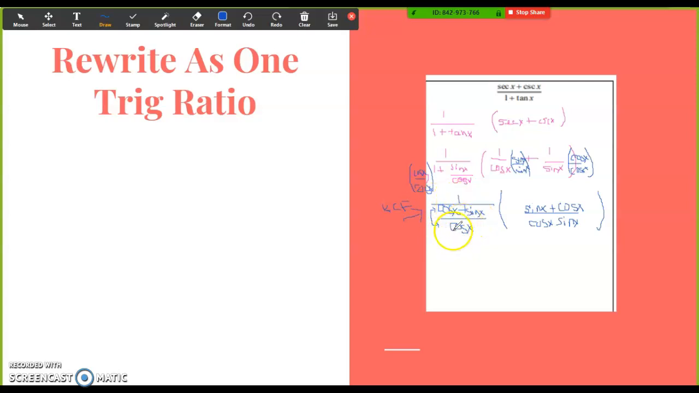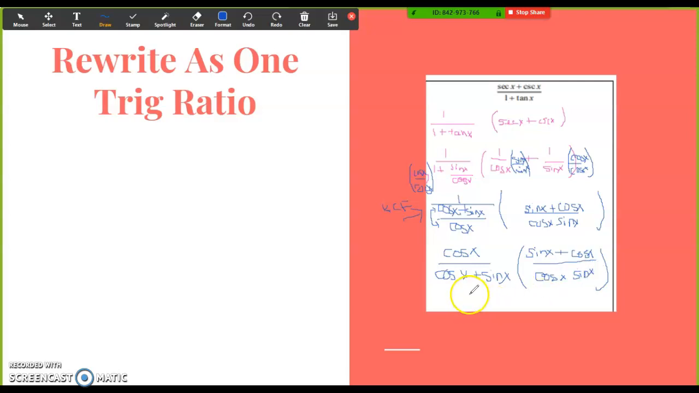So really, essentially what's happening here is that this fraction on the bottom will just flip. Remember, this is just a reciprocal. So we would end up with cosine of x over cosine of x plus sine of x. And this is times all of this stuff. So sine of x plus cosine of x over cosine of x sine of x.